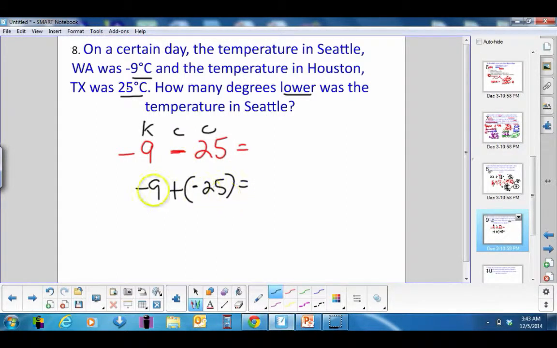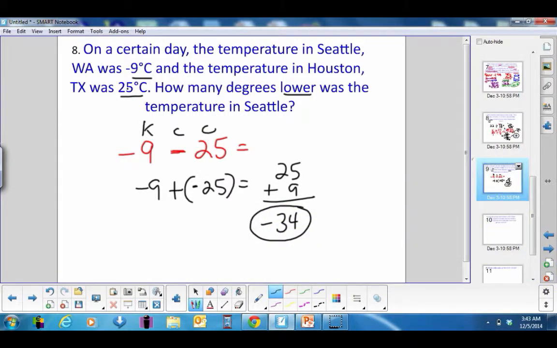Okay, now I've got some rules when the signs are the same. If the signs are the same, I can just add the numbers. 25 plus 9 is going to give me 34. And since they're both negative, I just keep the sign. So it's going to be -34 degrees. So we did KCC, got the same sign, added the numbers because they have the same sign, get 34, and keep the sign, -34.